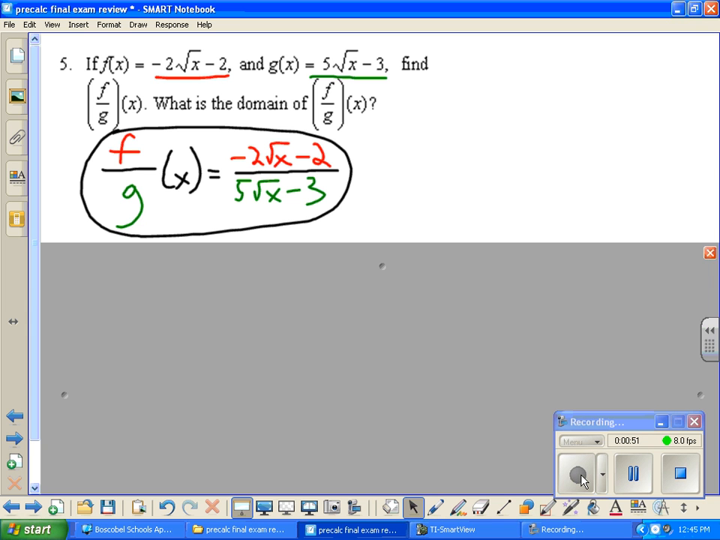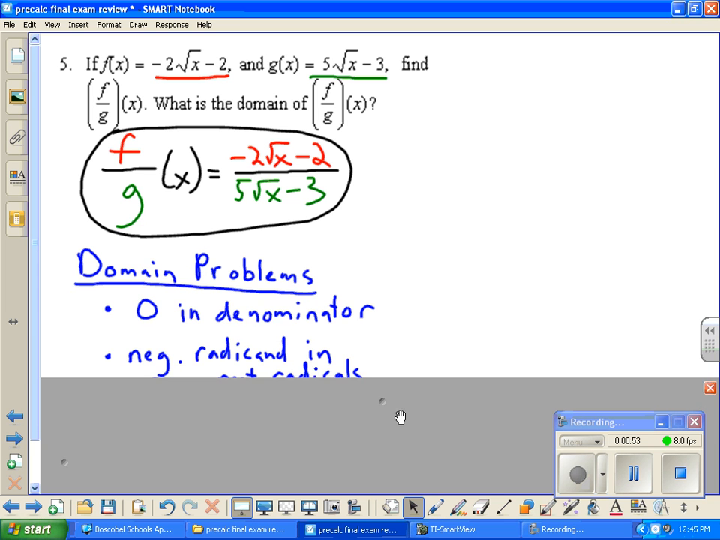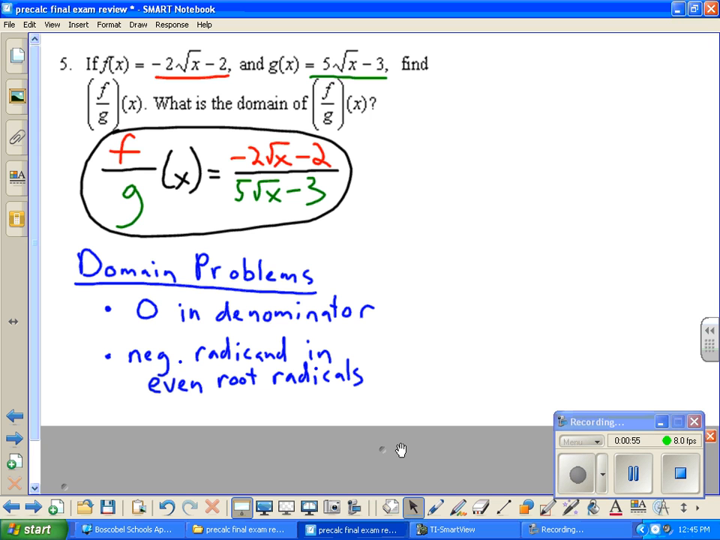But I'm also supposed to find the domain of this new function. But to find the domain, we have to talk about the two problems we can have, domain problems. The first one is we cannot have a 0 in the denominator. So if you look at the denominator of our new function, which is 5 times square root of x minus 3, that is not allowed to equal 0. So we set that up, and now we solve.